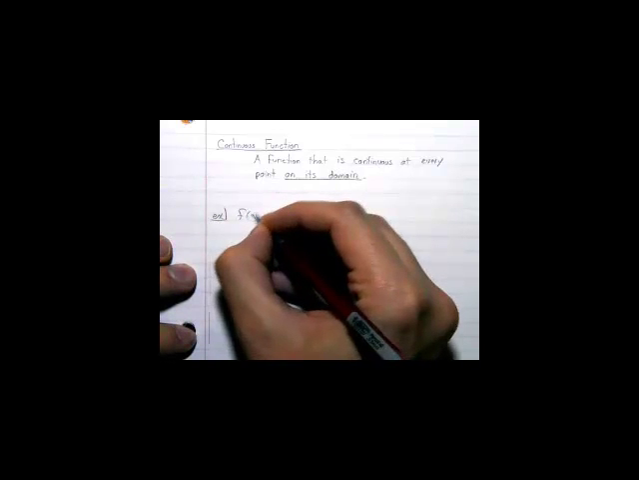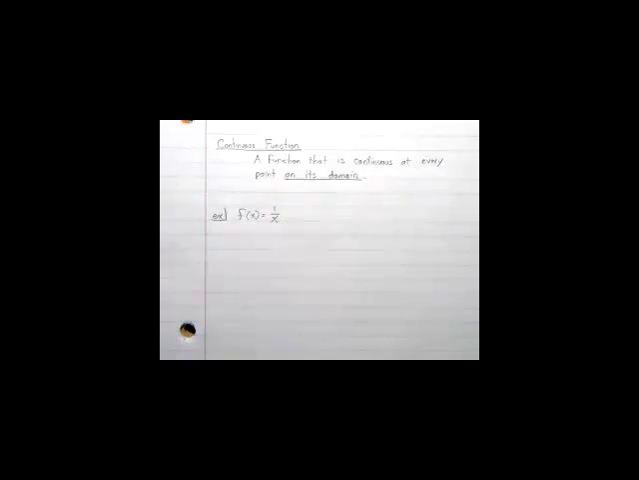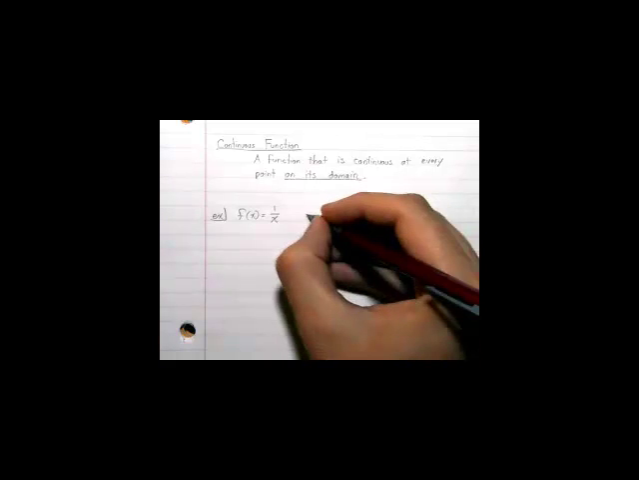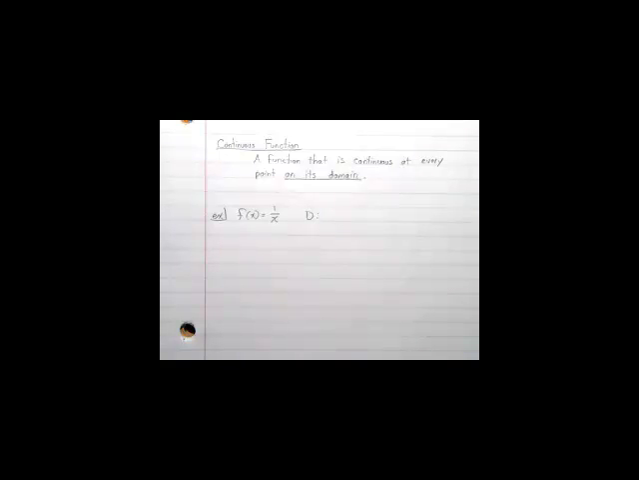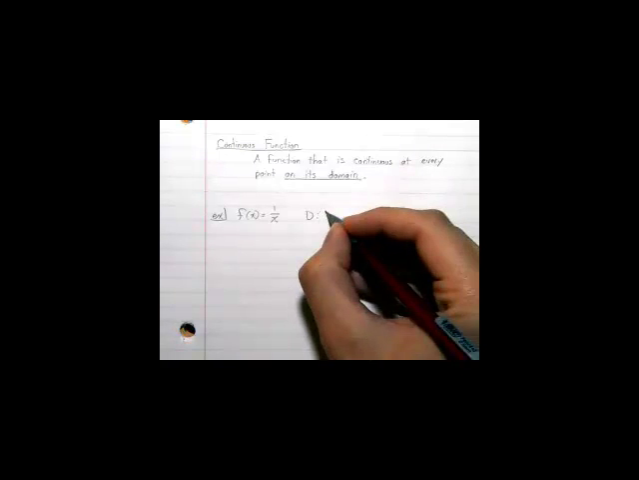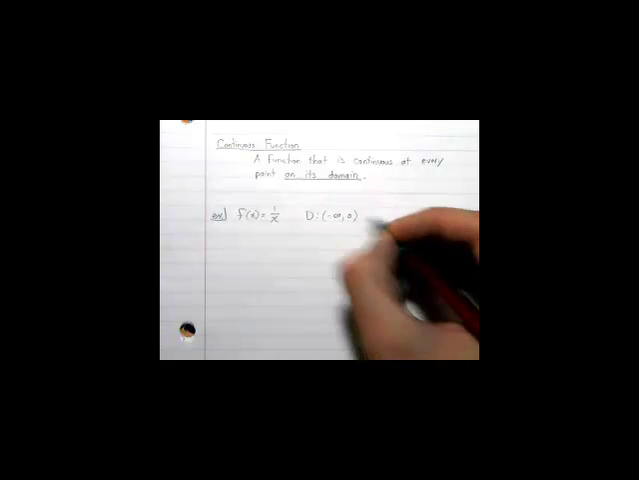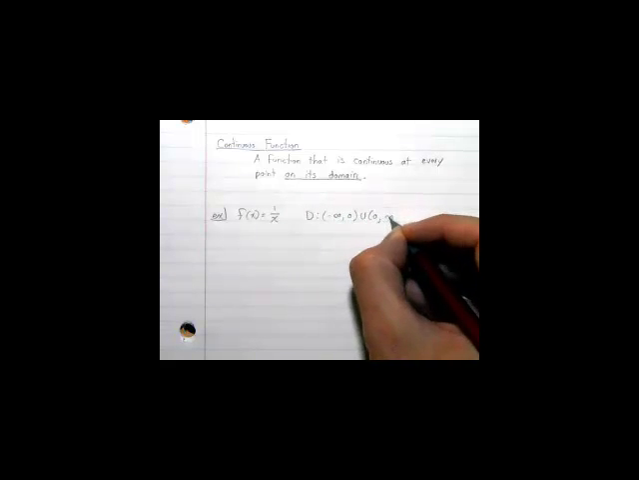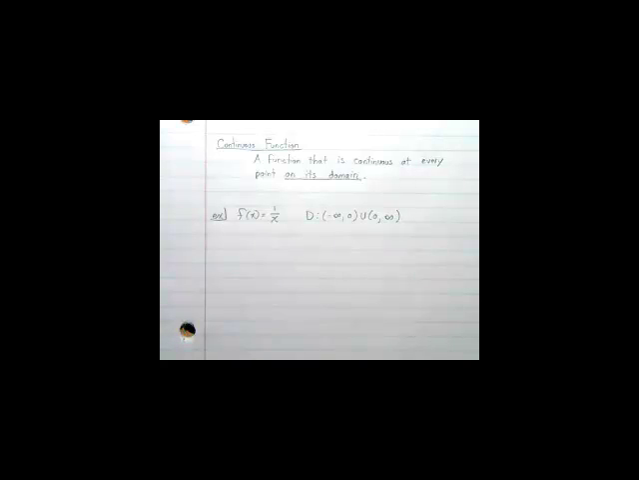We'll go back to our reciprocal friend here. Let's just do 1 over x. What's the domain for 1 over x? Everything except for 0, right? Okay, so this would be a continuous function if it's continuous on this interval and continuous on this interval. So let's draw a quick sketch of what this thing looks like.